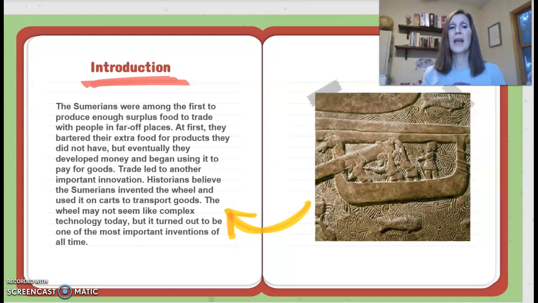inventions of all time. And when we think about technology, a lot of times we think about electronics, but technology are inventions that help improve our life. And so definitely the wheel did that.